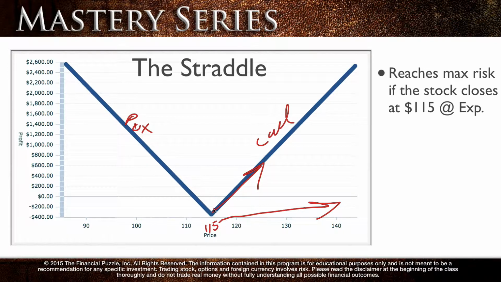And then, of course, the only way you could reach absolute maximum risk is if at expiration, this trade expired exactly at $115. It's the only way. If it's at $115.50, you won't reach maximum risk. If it's at $114.50, you will not reach maximum risk. The only way you can reach maximum risk is if it actually closes exactly spot on the strike price there. Again, that's called the straddle.